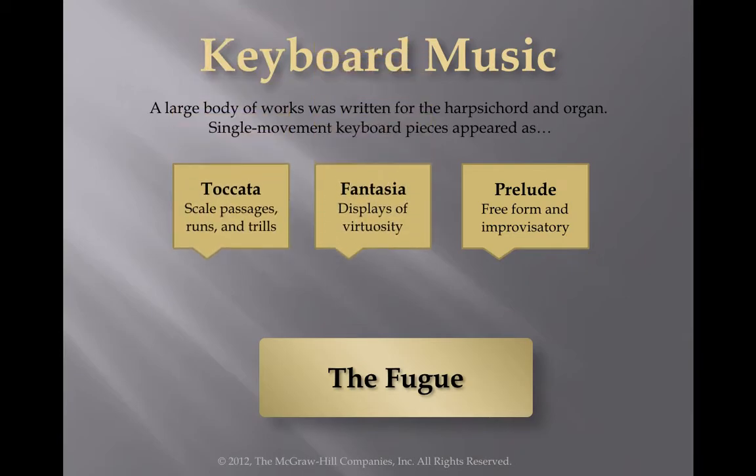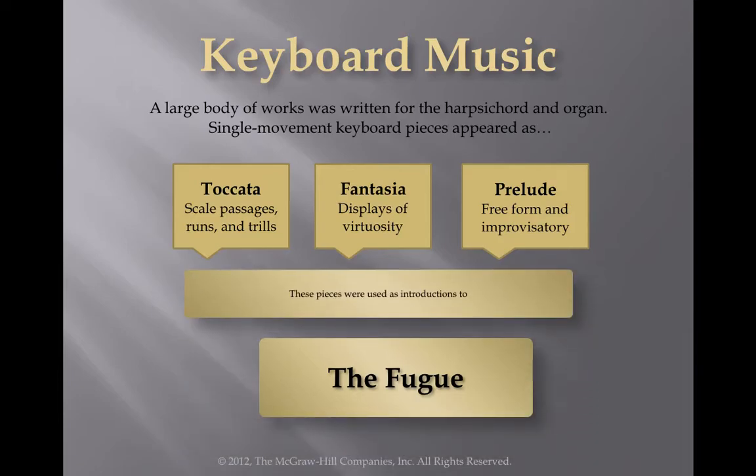Now, the few types of keyboard pieces that we will be talking about are the toccata, fantasia, and the prelude. You can read more about these in your book and get a few more details about them, but they were short pieces of music, all pretty improvisatory in nature, that were used to introduce our main piece of music called the fugue.